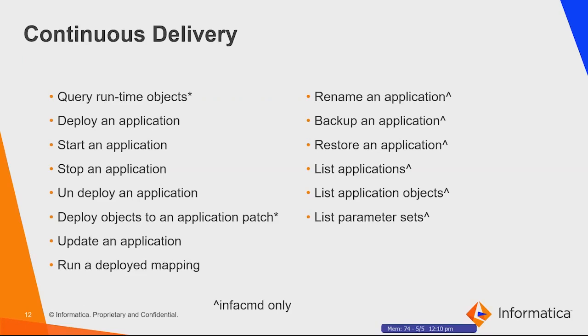Now let's understand the features available in Informatica for continuous delivery. We understood that continuous delivery involves the test and deploy stages. Continuous delivery is mostly related to the runtime object, and the features also revolve around the runtime object. We can query those objects, start and stop an application, and also deploy and undeploy an application.